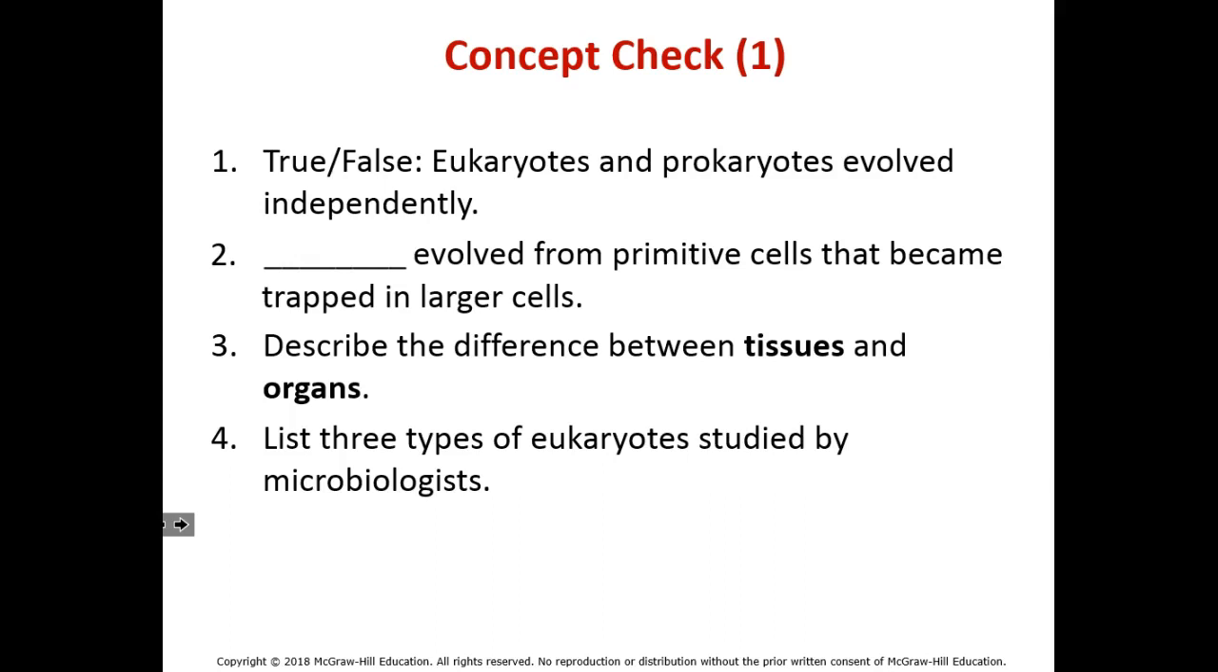3 types of eukaryotes that are studied. We're going to study the protozoans. Are we going to study fungi and algae and helminths?